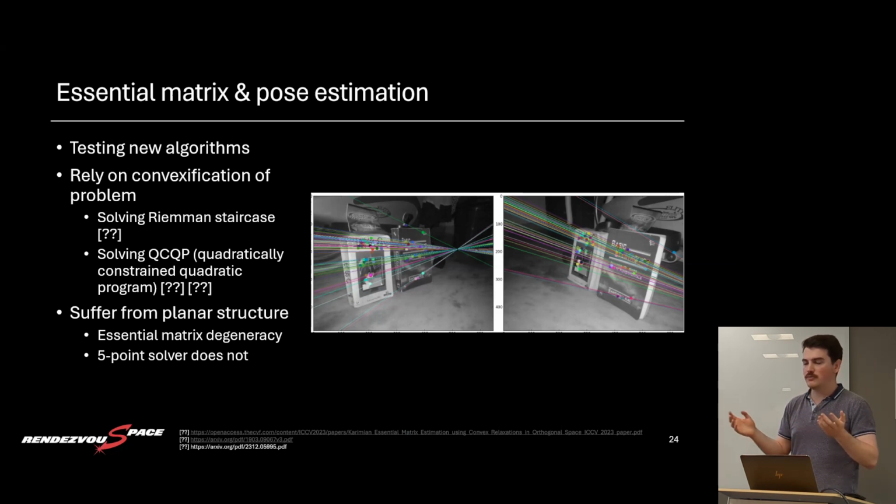In our case, we're working with satellites. They're clearly not flat. But our interpretation is that the features are close enough together and far enough away that when you try to normalize them, it appears to be flat. And so that leads to this essential matrix degeneracy that we get from these more modern approaches.